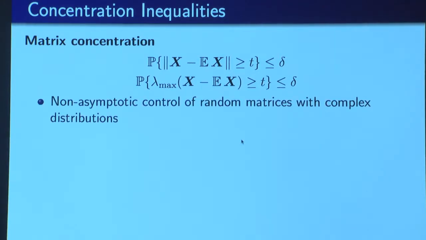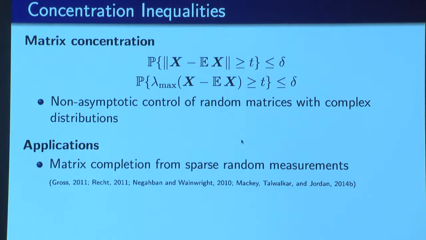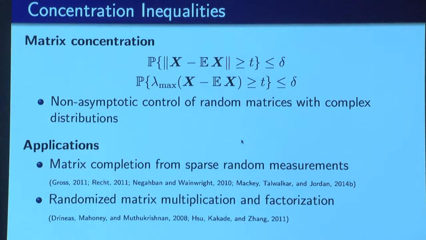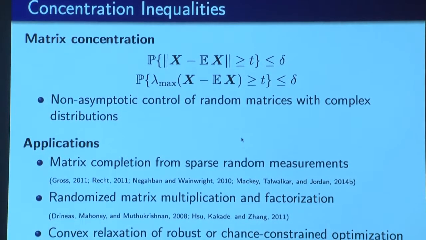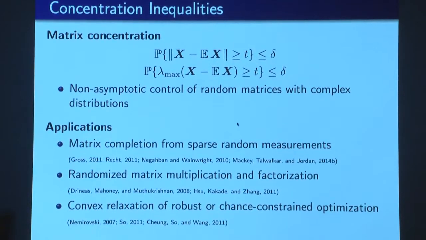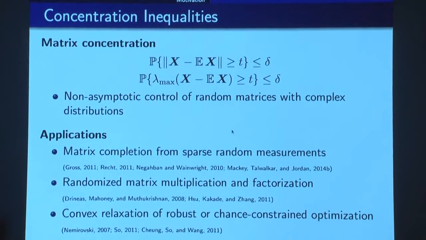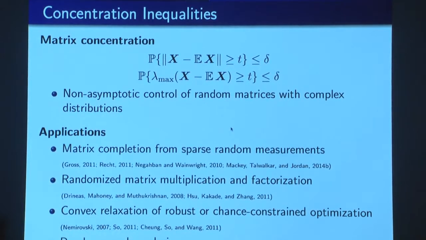And what do these give us? Well, these concentration inequalities give us non-asymptotic control of random matrices that have very complex distributions. So these are certainly applicable to problems like matrix completion from sparse random measurements, the problem we've been studying. But they've also been applied to analyze random matrix multiplication and factorization, to convex relaxations of chance-constrained optimization programs, and also to random graph analysis.